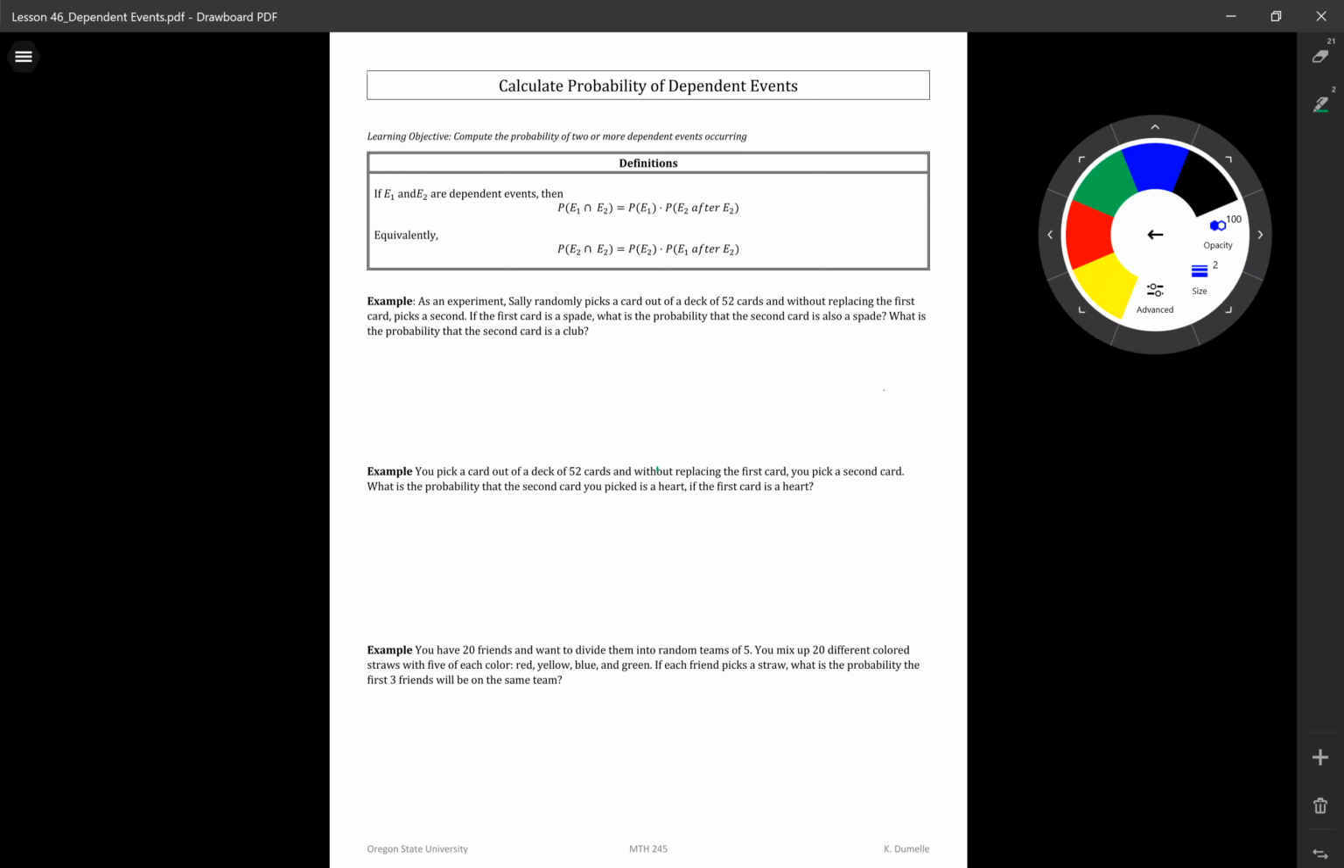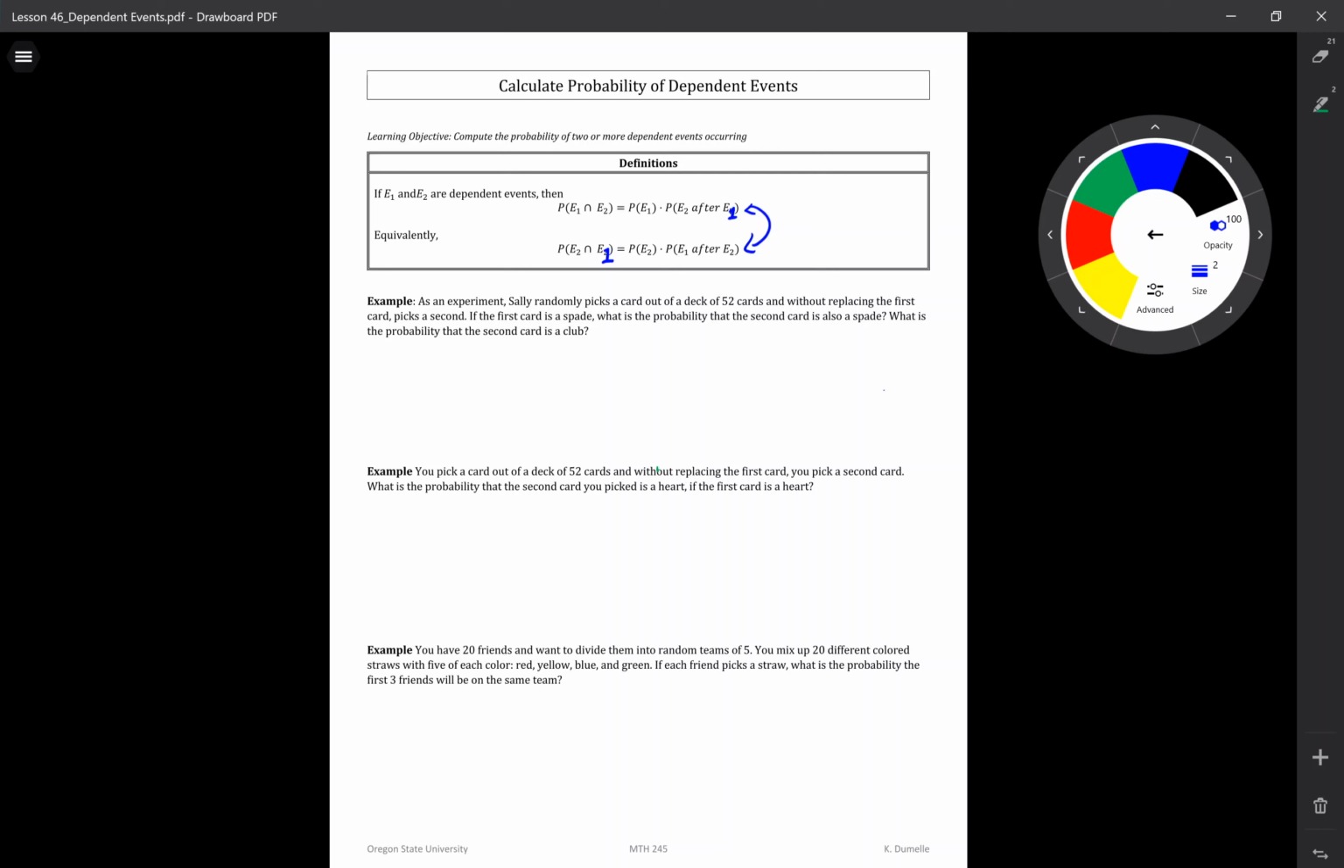So if E1 and E2 are dependent events, then the probability that E1 and E2 occur is equal to the probability of E1 times the probability of E2 after E1. And this is equivalent to this expression, except this should be a 1 right here, if we just flip the E1s and the E2s around.